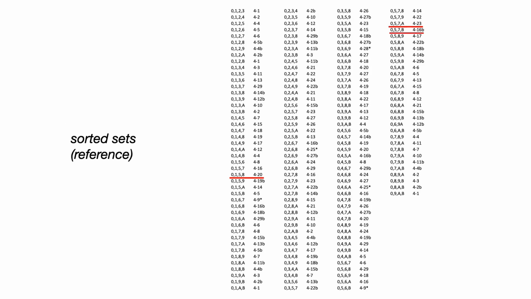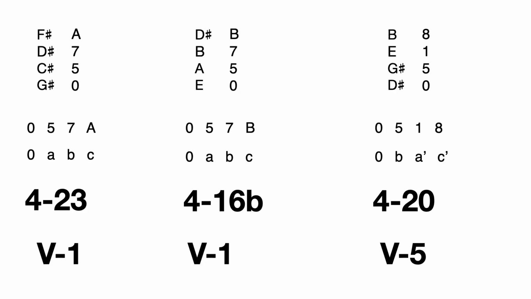We find out that we have these three sets, so 0158, 057A, and 057B. And so these turn out to be set 4-23, 4-16B, and 4-20. And the first two voicings are V1 voicings because they all are contained within one octave. And this last chord is actually a V5. So now, if we really like that last chord, we can say, oh, well, what else can we do with V5? And we can start to experiment and expand and look at other chords from the V5 voicing.